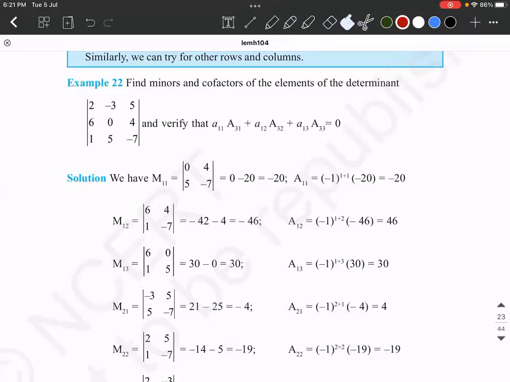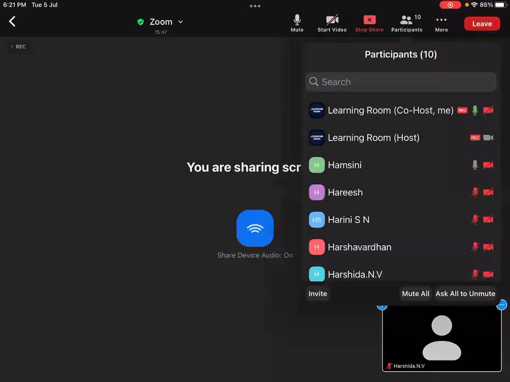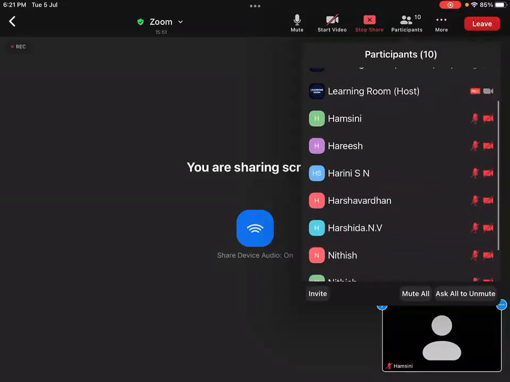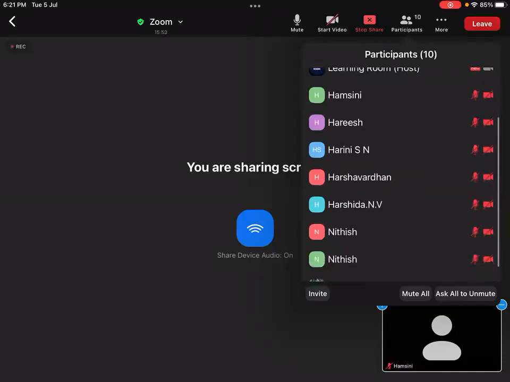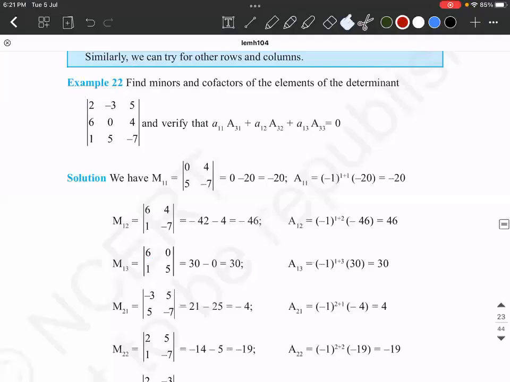So those who are online, are you doing it? Yes, sir. Hamsini, Harish, Harini, Harshavardhan, Harshita, Nitish, and Srinidhi. Sir. So find the minors and the cofactors of the element.